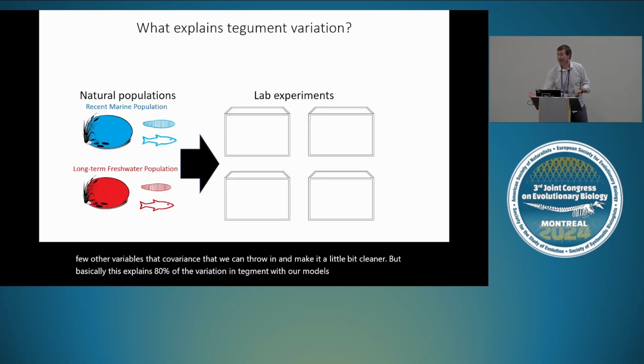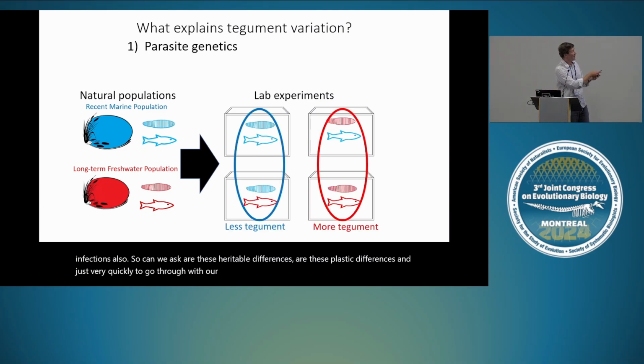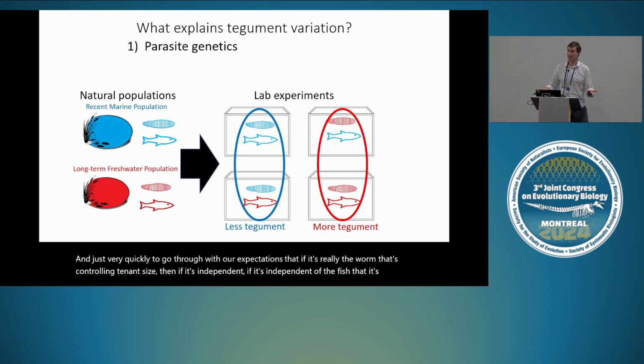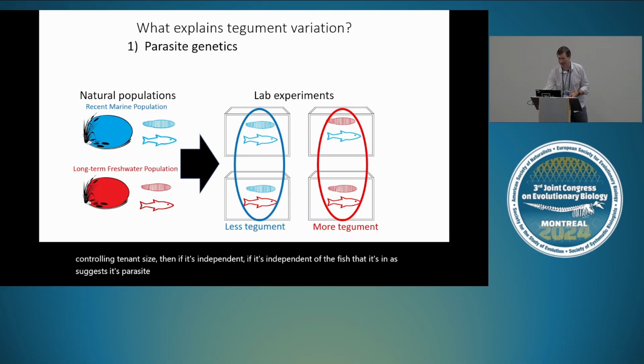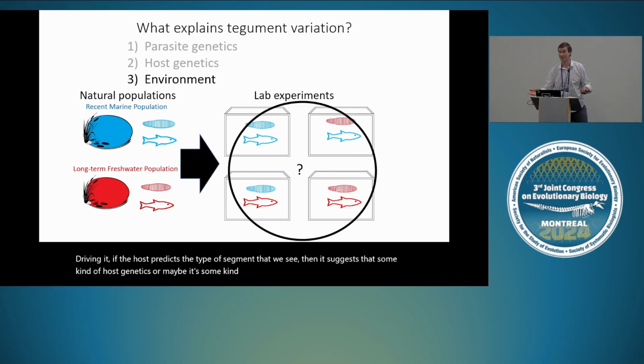But we have lab infections also. So can we ask, are these heritable differences or are these plastic differences? And just very quickly to go through our expectations: if it's really the worm that's controlling tegument size, then if it's independent of the fish that it's in, that suggests it's parasite genetics that's driving it. If the host predicts the type of tegument that we see, then it suggests it's some kind of host genetics. Or maybe it's some kind of environmental difference that's popping out.